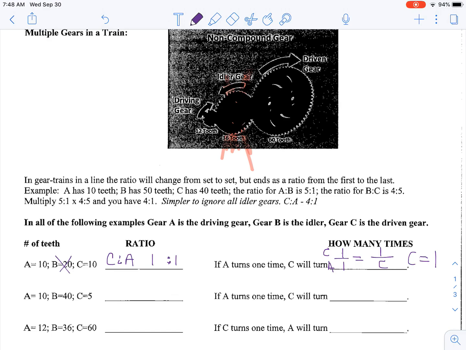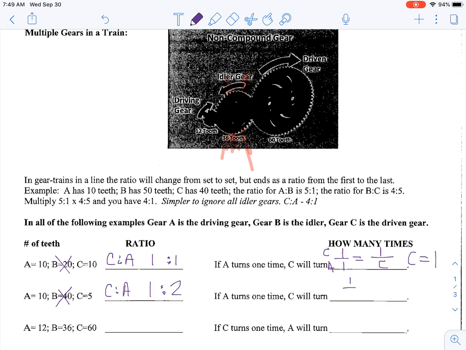So let's look at one of these examples. If we ignore the middle, if we ignore the idle gear, our ratio from C to A is 5 to 10, which then we reduce just like it were a fraction. And I know 5 goes into 5 once, and 5 goes into 10 twice.